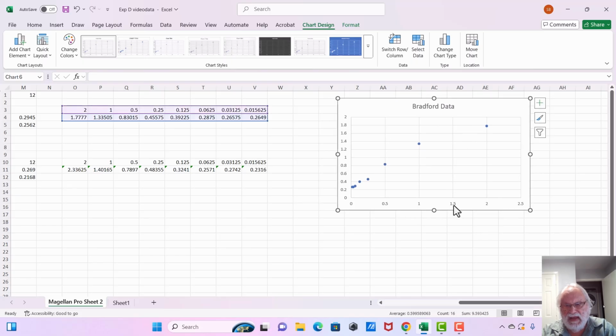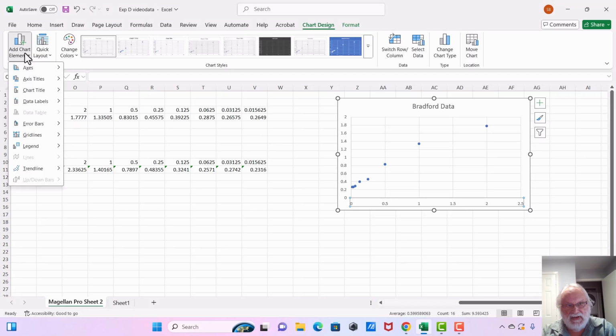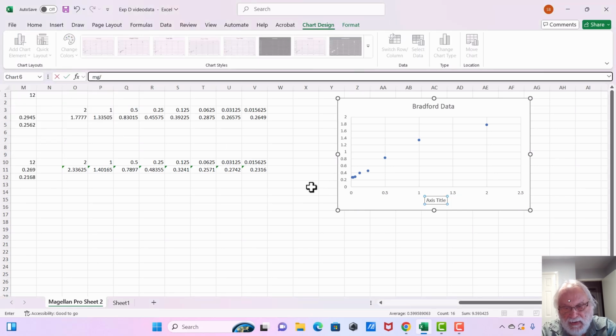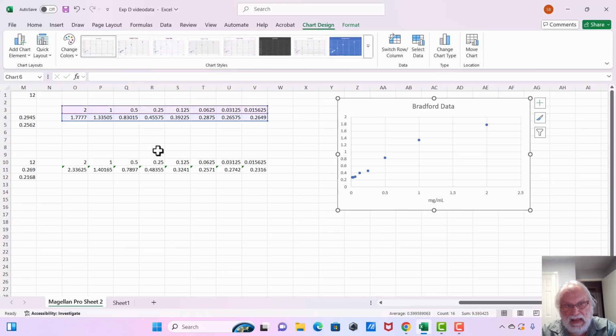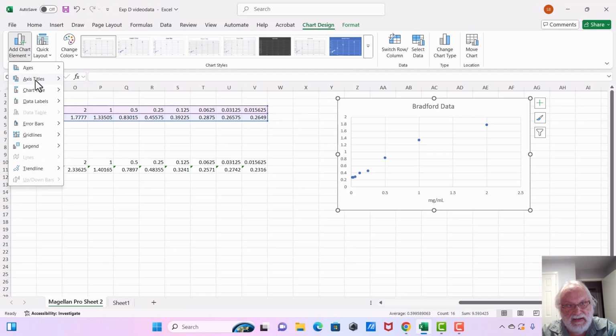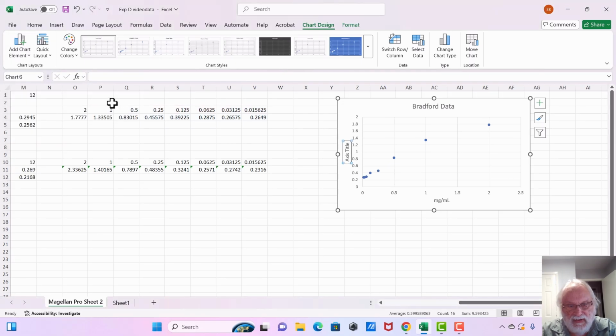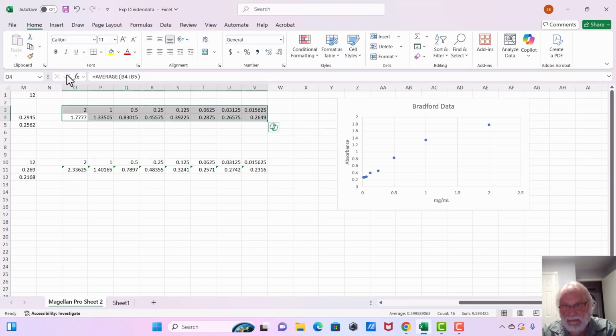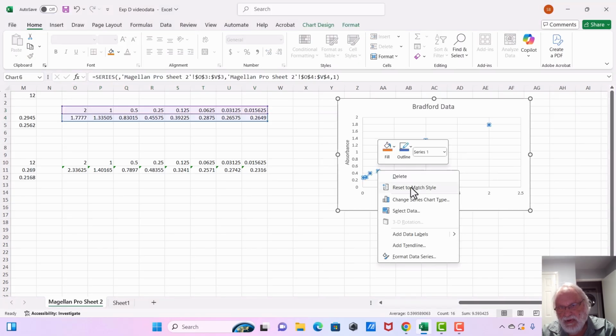Later on we can add elements to the chart, axes titles, primary horizontal. We go ahead and put milligrams per ml. And add elements, axis, primary vertical, and that's absorbance. Okay, so we have a standard curve here. It looks pretty good.